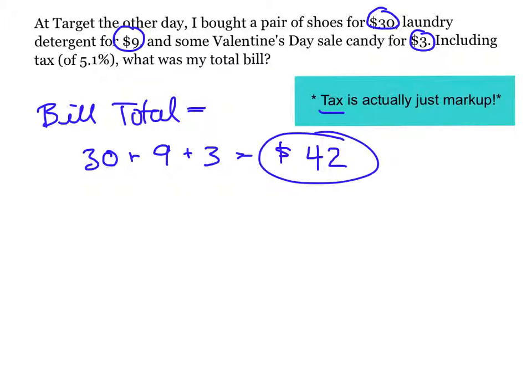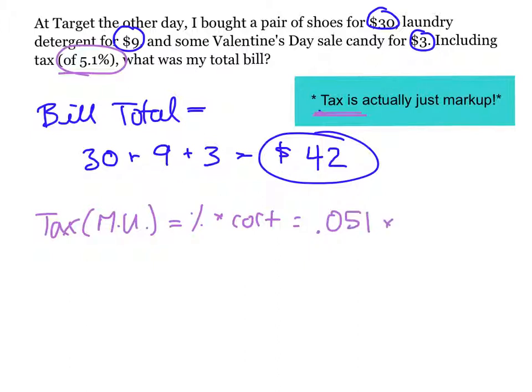Now, because we need to find out how much tax is added, we have to find the markup. So our tax or our markup amount, remember, is the percentage times the cost that we start with. Our percent in this case is 5.1%, and in decimal form, it's 0.051 times our cost of our total bill of $42. Our tax comes to $2.14. This tax is simply markup.